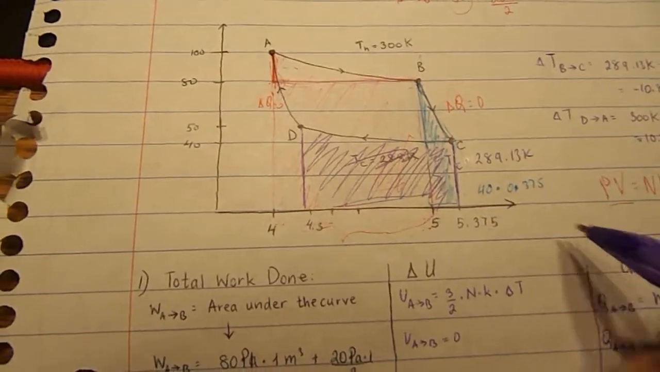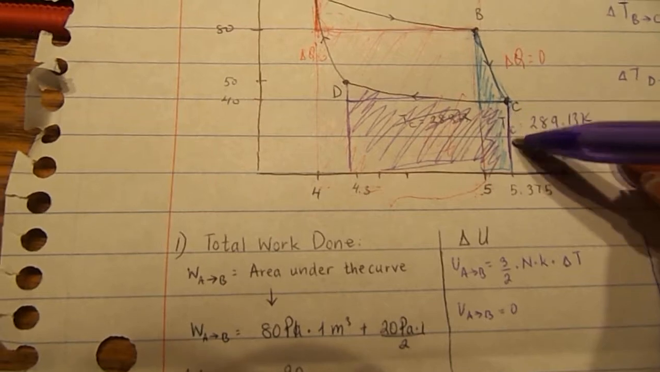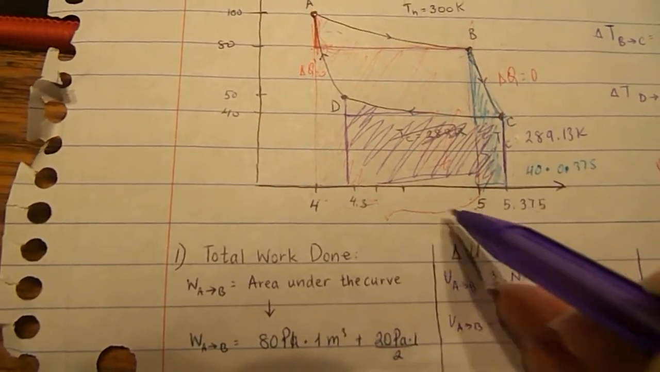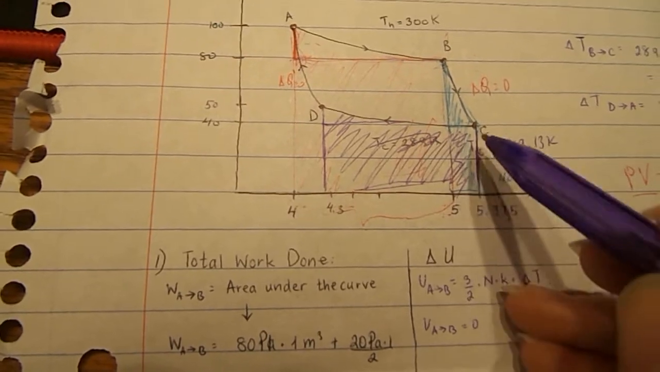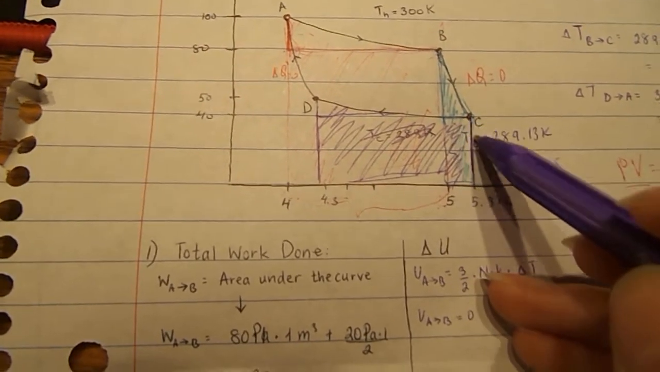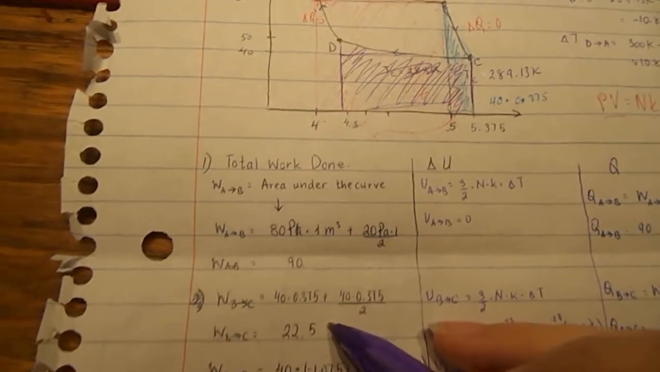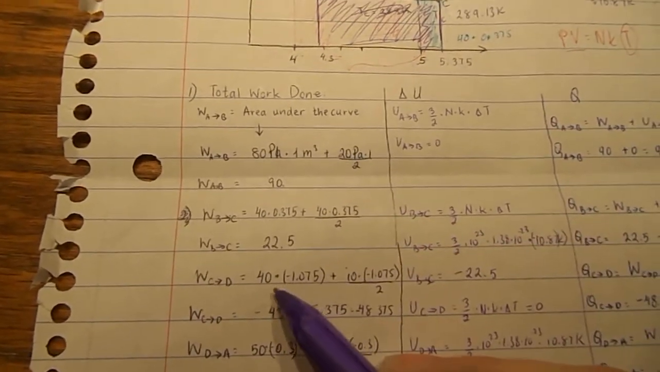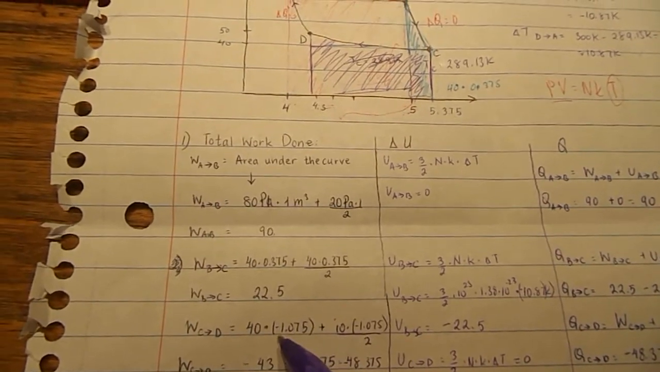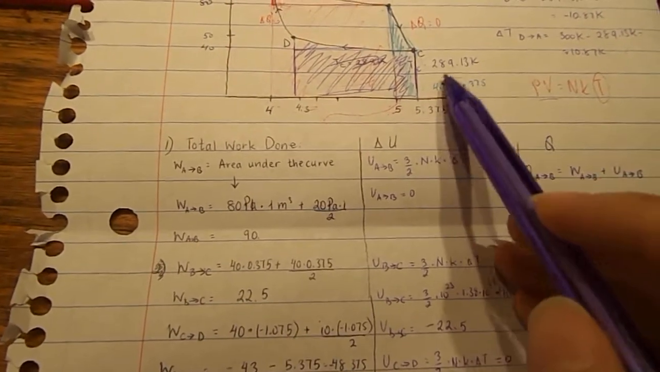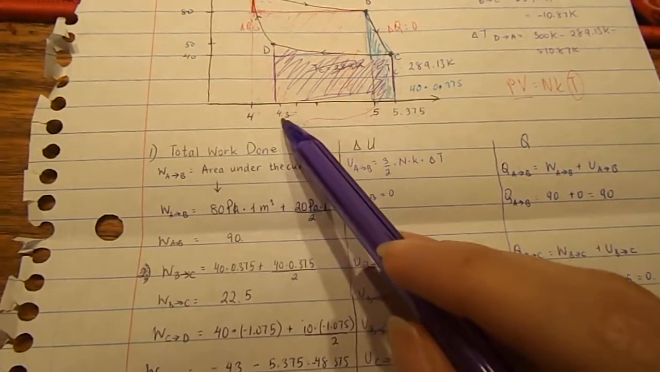So that is our area. And again, we have this rectangle, which is 40 by, you need to subtract 4.3 from 5.375. That will be your base, and your height is 40. So here, 40 times negative 1.075. Again, this is from subtracting 5.375 from 4.3.